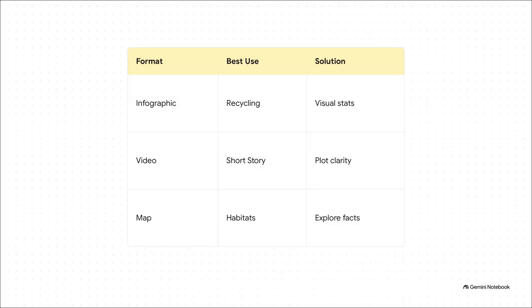For a short story, a video is fantastic because it combines spoken and visual storytelling to make the plot totally clear. And if you're researching animal habitats, building an interactive map is incredible because it lets your audience click around and explore the facts at their own pace. You're choosing exactly the right tool for the job.